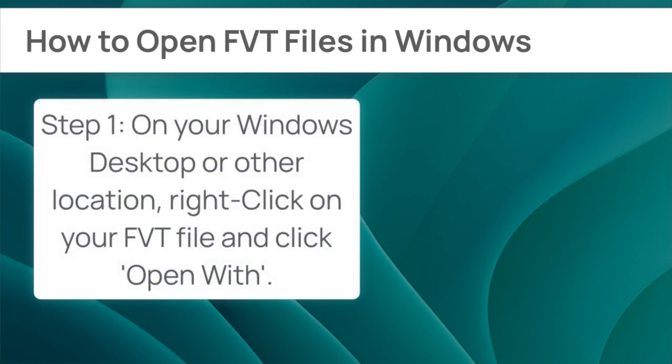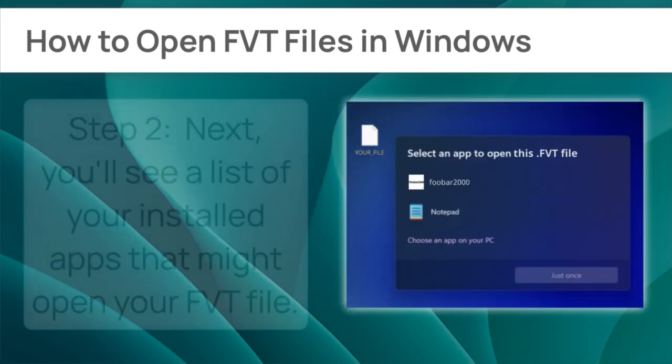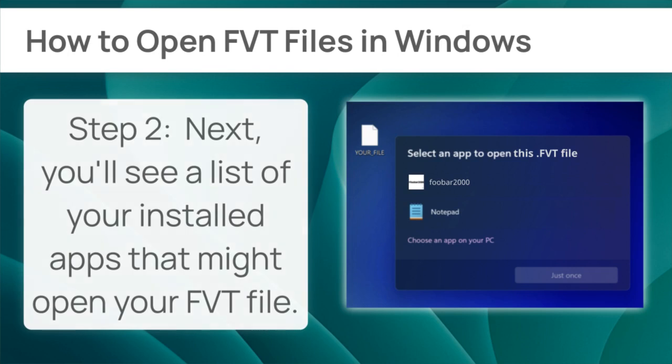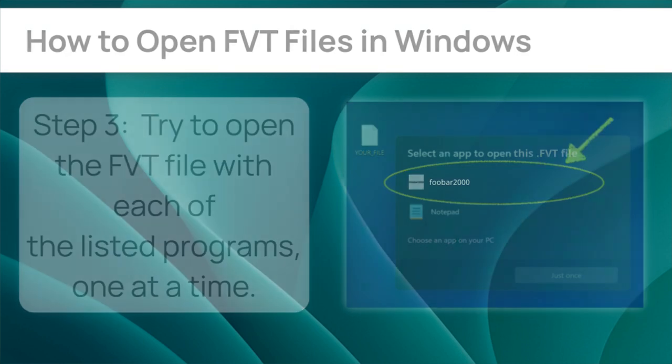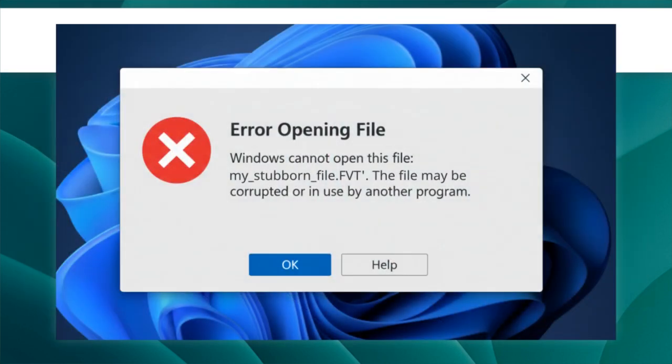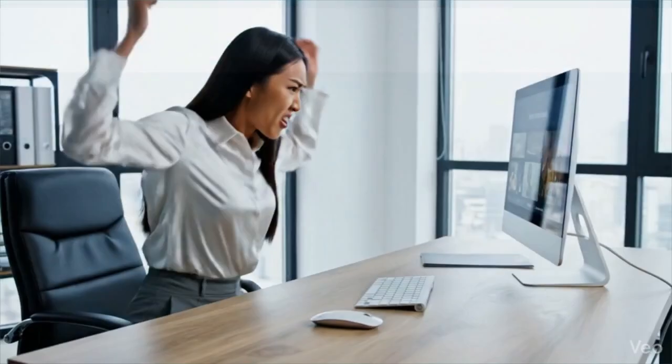Your quick fix starts here. Right-click the FVT file and choose Open With. If Foobar2000 is installed, test it immediately. If not, select a different option. Multiple attempts are common. When a FVT file fails to open, it is usually for a basic reason. Your system failed to open the FVT file.